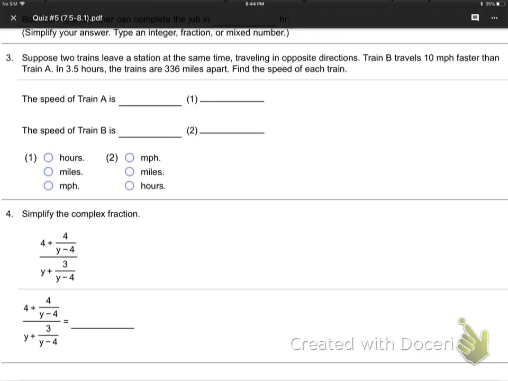All right. Number 3, big old word problem. 2 trains leave the station at the same time, traveling in opposite directions. Train B travels 10 miles an hour faster than train A. In 3.5 hours, the trains are 336 miles apart. Find the speed of each train.